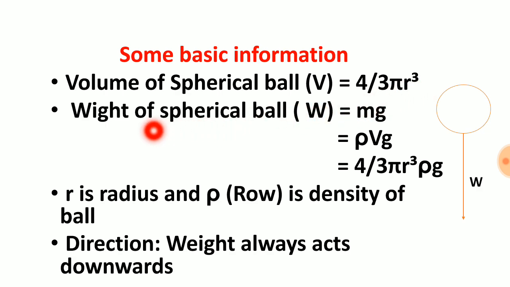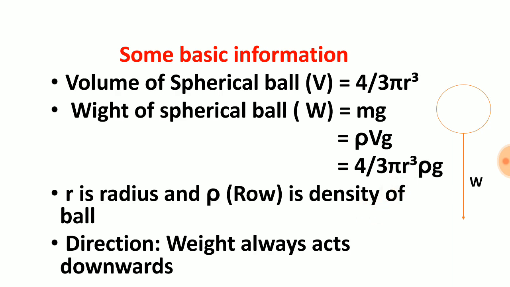As we know that expression of weight is m into g, and then mass can be calculated by multiplying density and volume. Volume is already 4/3 pi r cube, so weight of a spherical ball is 4/3 pi r cube rho into g, where r is the radius of this drop and rho is the density of this drop or of this ball, and weight always acts downwards.